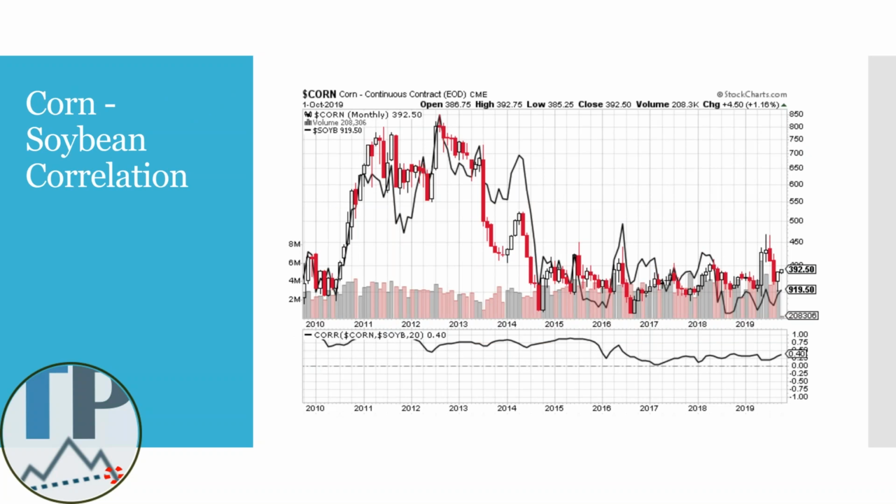Now, talking about corn versus soybeans, you can see a very similar plot of correlating lines, or correlating markets rather, where again corn and soybeans track each other quite closely. In fact, unlike with the wheat-soybean correlation table that we were looking at earlier, the corn-soybean correlation line, this black line on the lower plot, never actually falls below 0. It gets to just above 0, but it doesn't go into the negative.